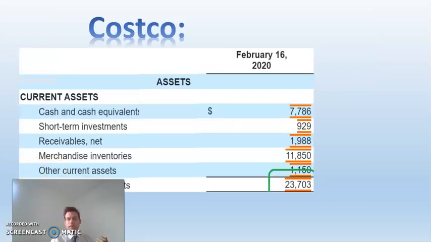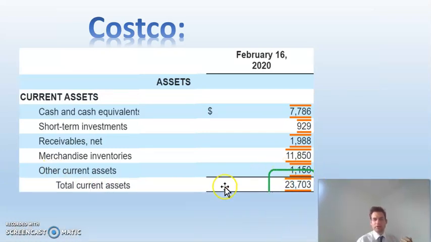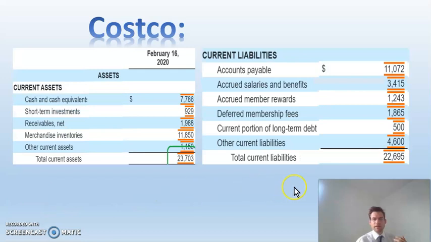So for example, I've looked here and I've taken Costco, just a company that came to the top of my mind, and I look at Costco and it has current assets of 23 billion. And I've just squeezed to the top here the current assets. You've got 23 billion, and you've got current liabilities less than current assets.